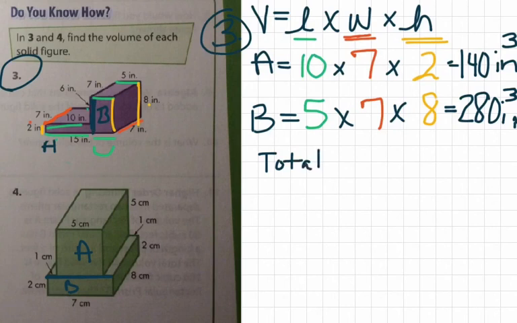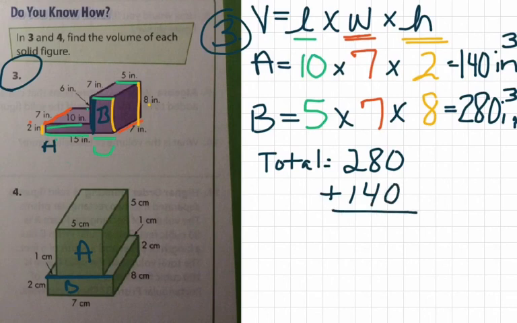Okay. Now, total volume, because I'm not done. I'm pretty much done. I'm almost done, right? But what I actually want to do is add those together. So I want to take 280 from Prism B, and I want to take 140 from Prism A, and I want to add those together. Here we go. And you end up with 420 inches cubed.